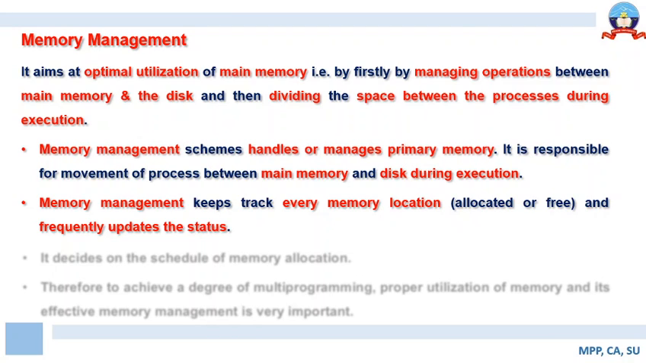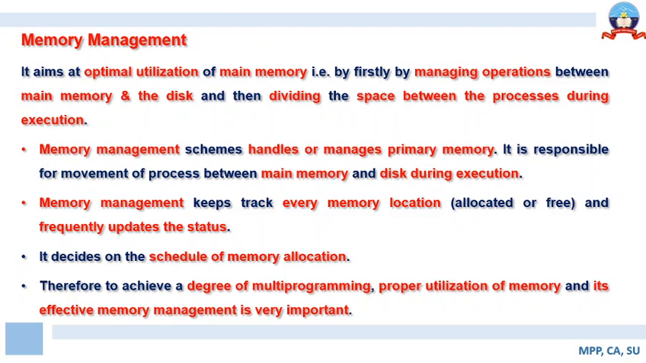So for bringing the process from the secondary memory to the main memory, the memory management scheme should keep track of every memory location, allocated or free, and frequent updation regarding this status is required so that it can execute a very efficient allocation mechanism. Memory management decides on the schedule of memory allocation. So the way the memory allocation to the different processes in the computer system should be done is also decided by the memory management scheme that we follow.